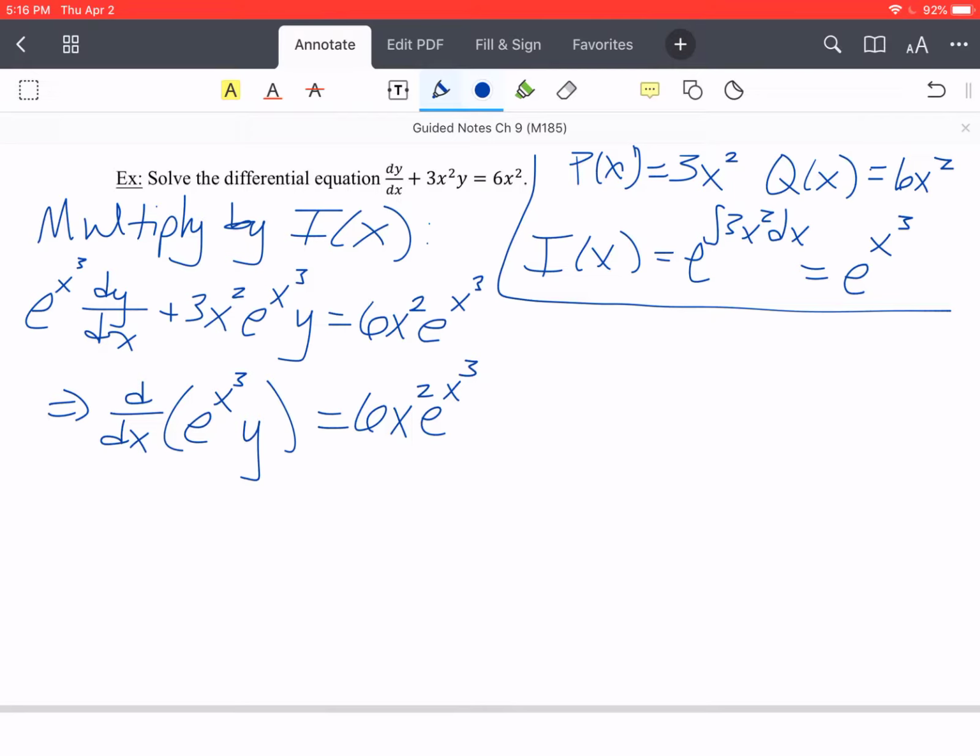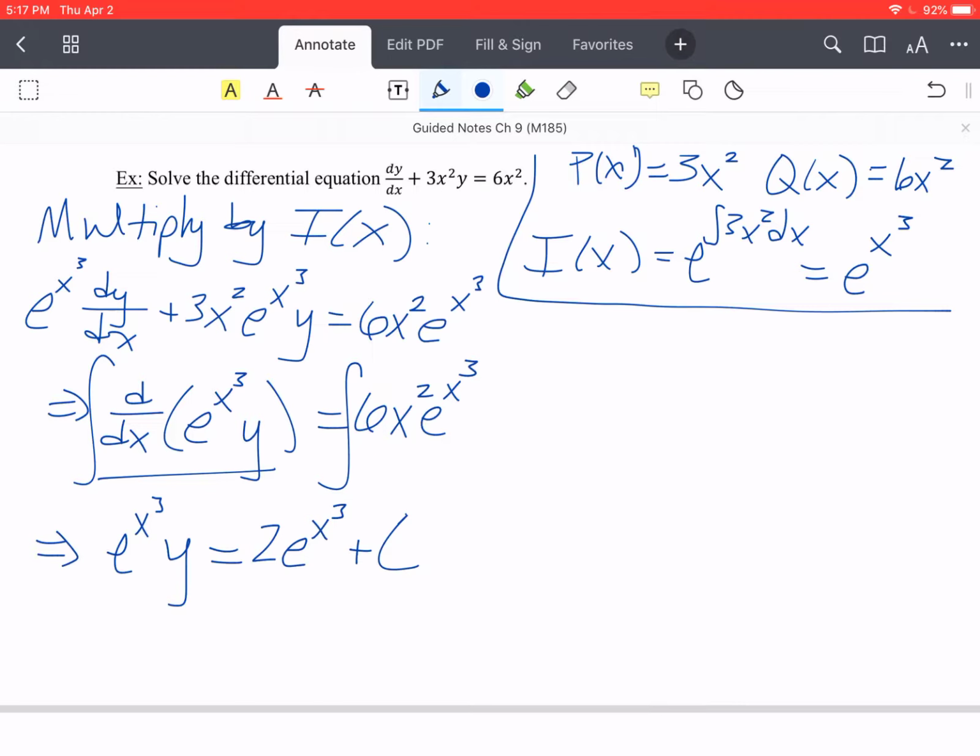Okay, again, that was the whole point. The whole point is that we're multiplying by I so that we can get it in this form. So e to the x cubed times y, so I times y. Now we can integrate both sides, because this is now going to be treated like a separable differential equation. So we're going to get just e to the x cubed times y equals the antiderivative. You can do a u sub on this one with u equal to x cubed, and you'll get it pretty quickly, but this is just going to be 2e to the x cubed plus c.